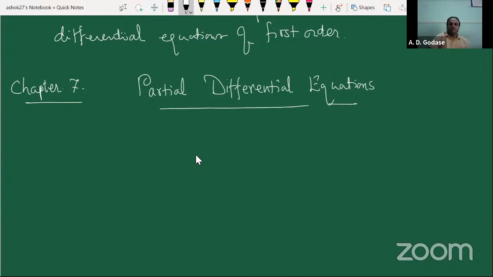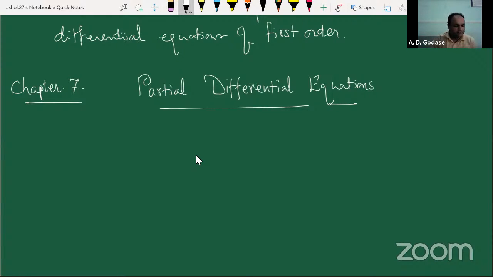So this is a different chapter, which contains partial differential equations. In chapters 1 to 6, we study only ordinary differential equations. In chapter 7, we'll study partial differential equations. So which topics will we study in chapter number 7?